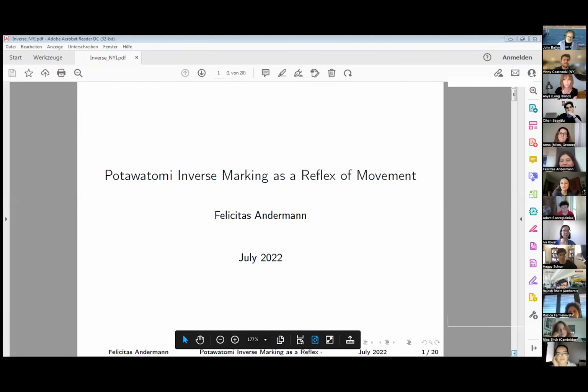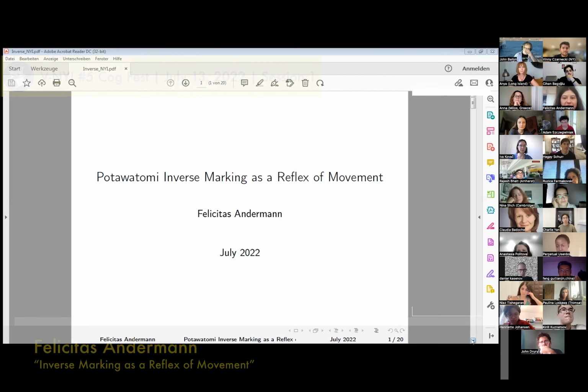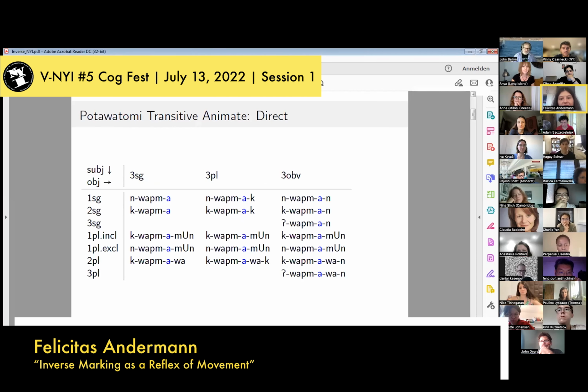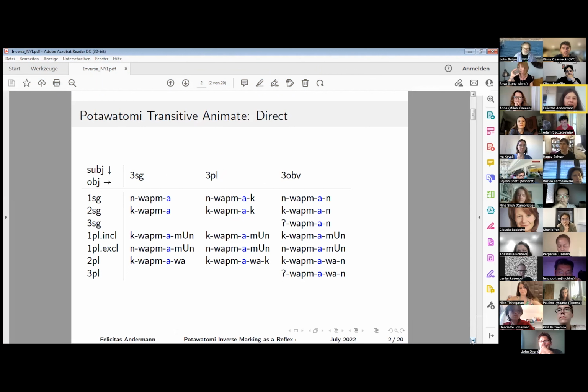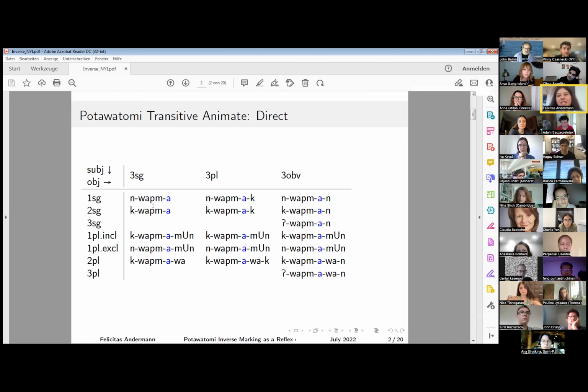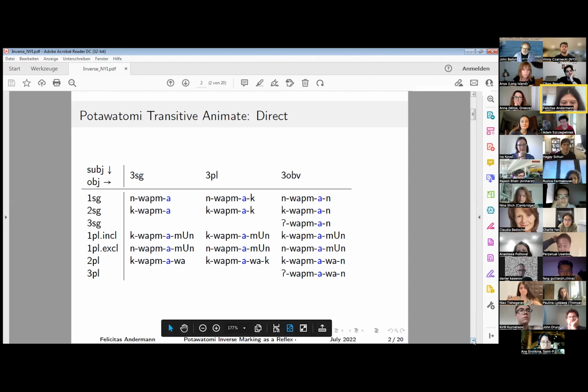I'm going to talk about Potawatomi independent order inverse marking, and I'm going to claim that it's a reflex of morphological movement. So what is inverse marking first? You see here the transitive animate paradigm, and you see that in constellations where you have a first or second person subject and a third person object, so I see him or you see him, and third person subject, third person obviative object, so he sees that guy that, by the way, also exists, you get this nice marker R that is always the same.